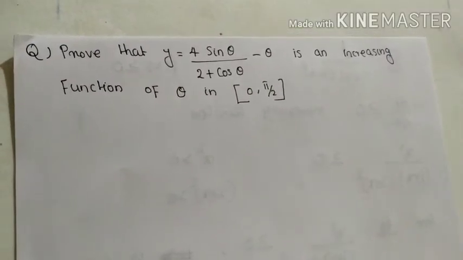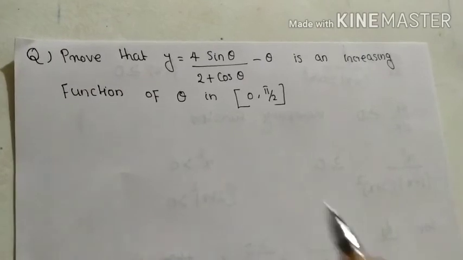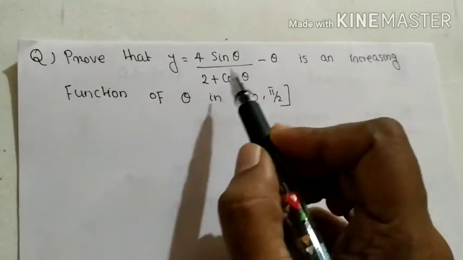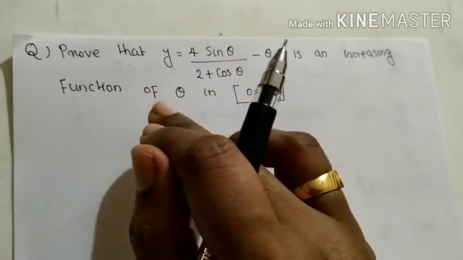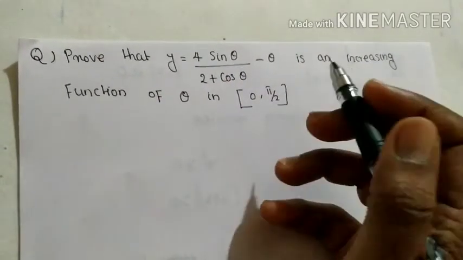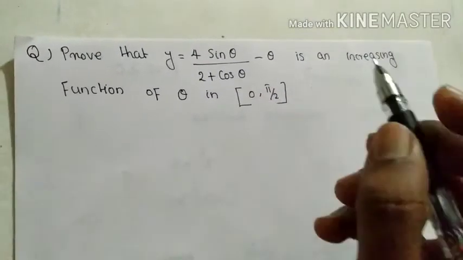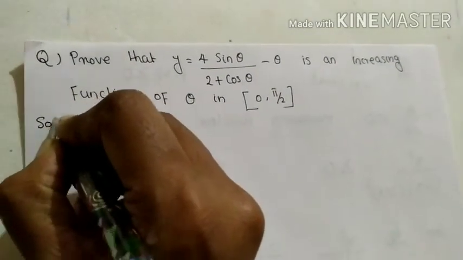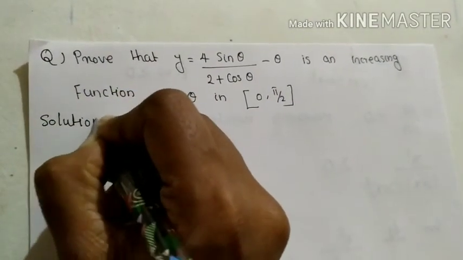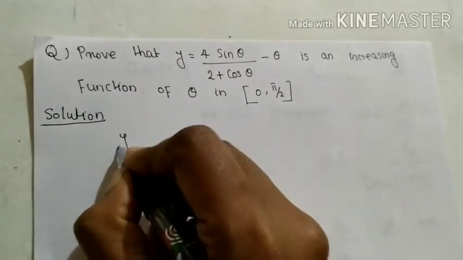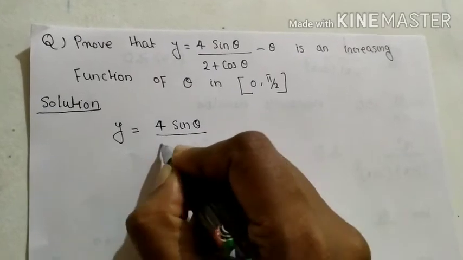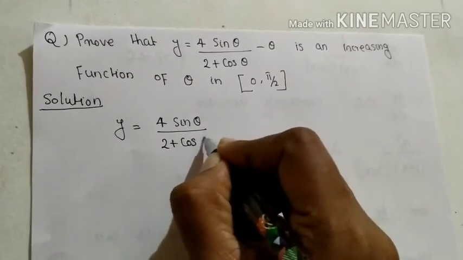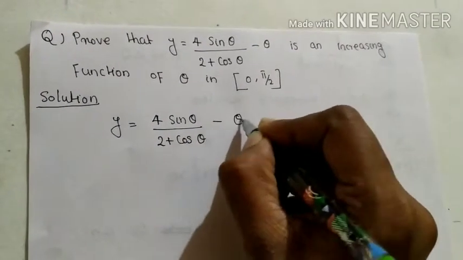This is our second question. Prove that y equals 4 sin theta divided by (2 plus cos theta) minus theta is an increasing function of theta in the closed interval 0 to pi by 2. So, let's start the solution of this question. Given that y equals 4 sin theta divided by (2 plus cos theta) minus theta.